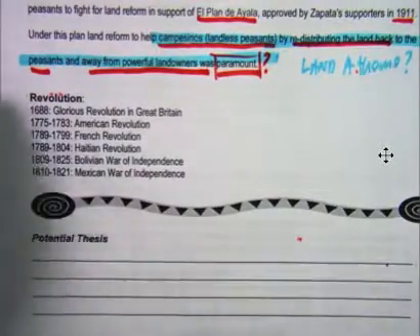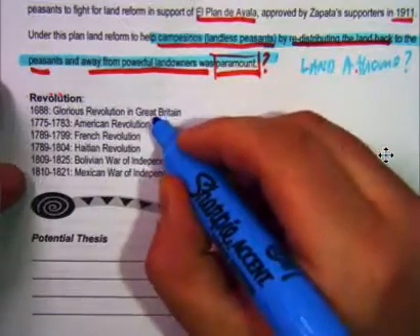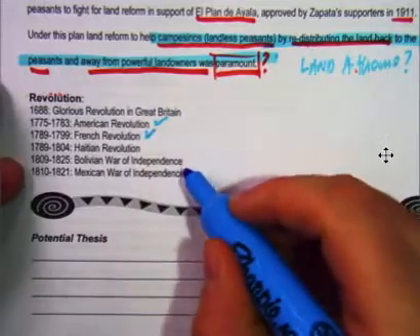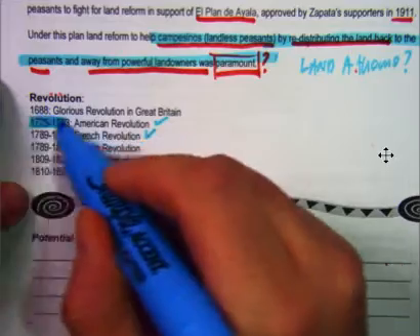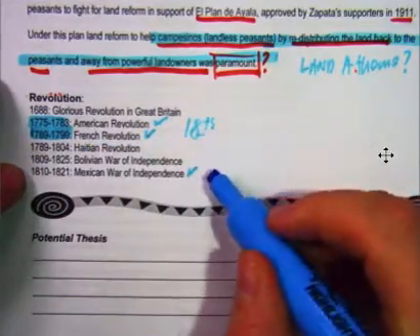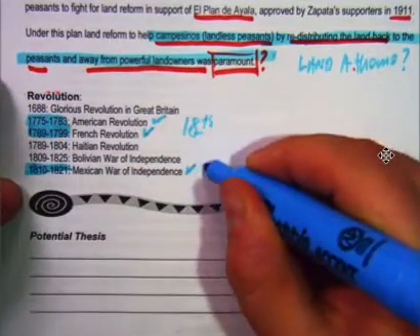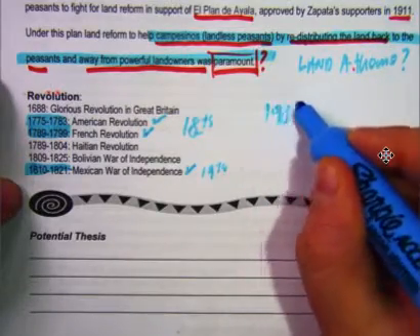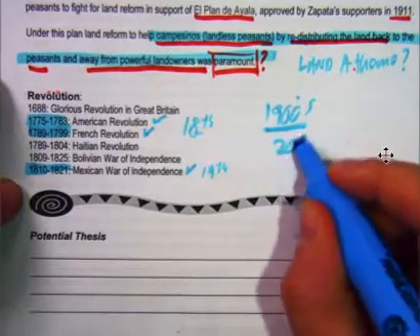Now we've got a timeline of revolutions, okay? I see that the American Revolution is in there, the French Revolution is in there, and then the Mexican War of Independence is in there. These ones are in the 18th century. And then 1810 to 1821, that is in the 19th century. But all these 1900s, right, these things that we just read about, that is in the 20th century.